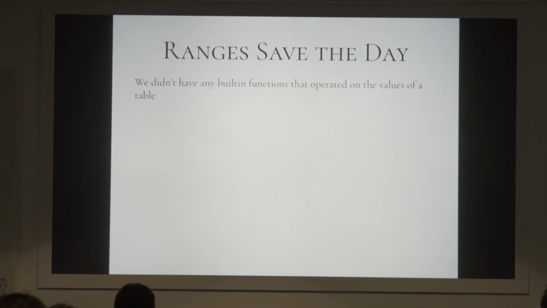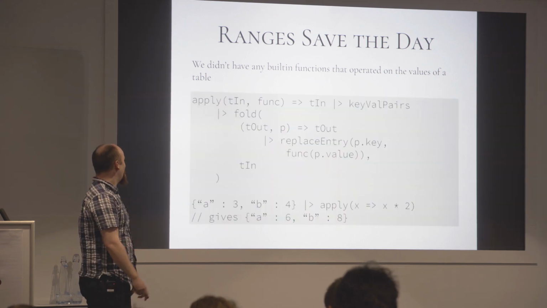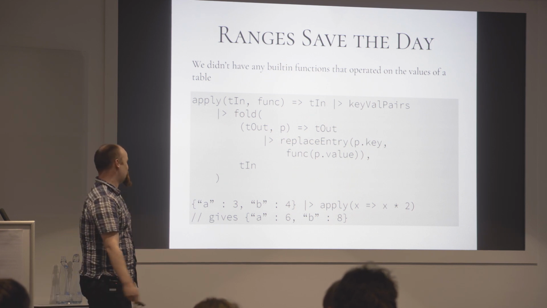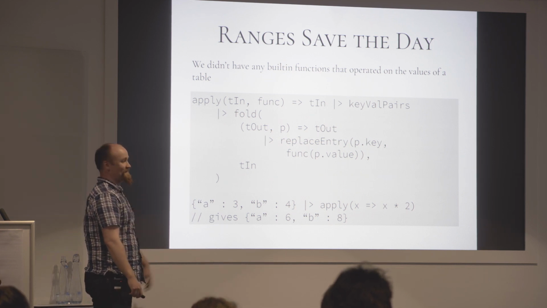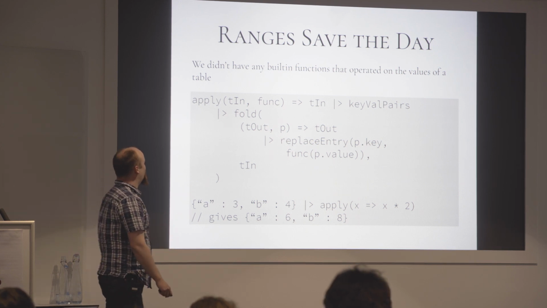We didn't have any built-in functions that operated on the values of a table. We had this idea of a table, but you couldn't really get into them very well. So we wanted to apply something to every single element in a table. It's exactly the same thing, we just used fold. And again, this is Phobos's fold, we didn't write a fold.